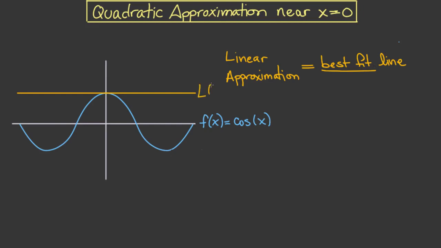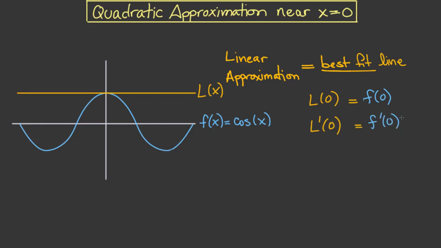If I let L of x denote this tangent line, then best fit means that the value of the tangent line and the value of the function are equal at 0. So L of 0 is equal to f of 0. And the value of the derivative of the tangent line is equal to the derivative of the function at x equals 0. So L prime of 0 is equal to f prime of 0.